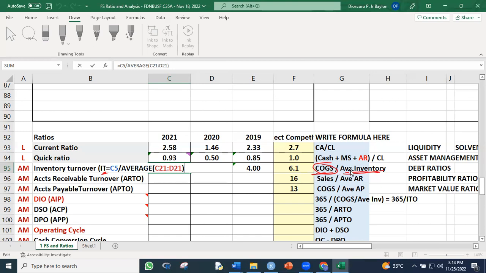Because didn't we say here that cost of goods sold is a metric, a value that's computed for the whole year? It's cumulative, no? They add the total cost of goods sold for the whole year. Then inventory is a figure at a point in time, if it's from the balance sheet, right? It's only December 31. So there seems to be a mismatch. What we should do is get the average of the beginning and the ending. That's why we're getting the average of C21, B21.